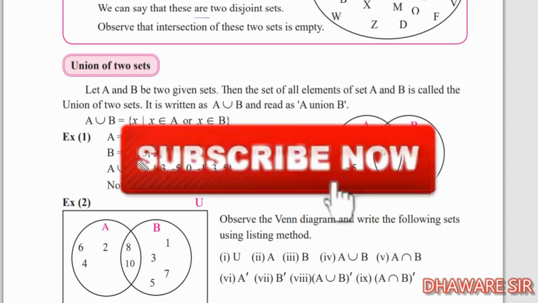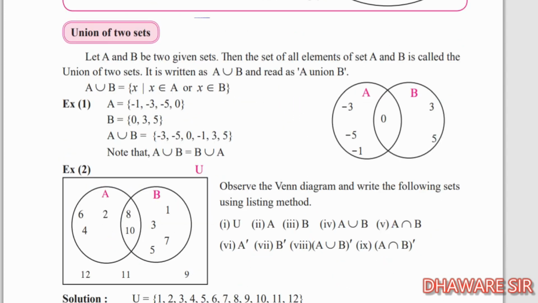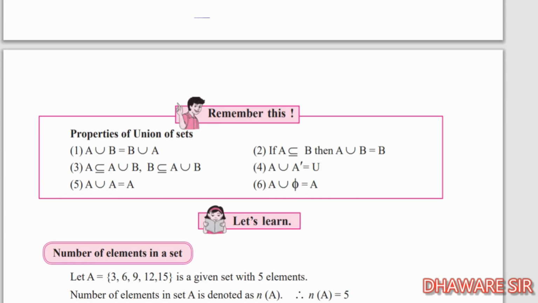Now the elements from set B: 0, but we can't write the 0 because 0 is already taken. Now what is the remainder? 3 and 5. So we can write 3 and 5. So this is the union of sets. When writing the union of sets, first write all the elements from set A, then write all the elements of set B, but take the precaution that there is no repetition of elements. So this is the condition for showing A union B.